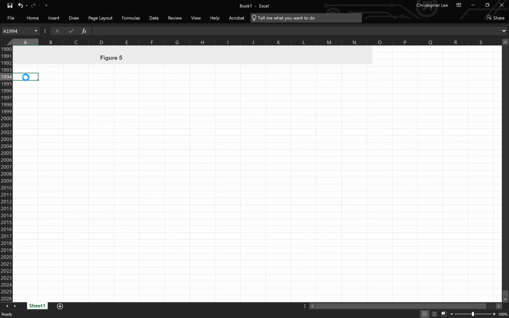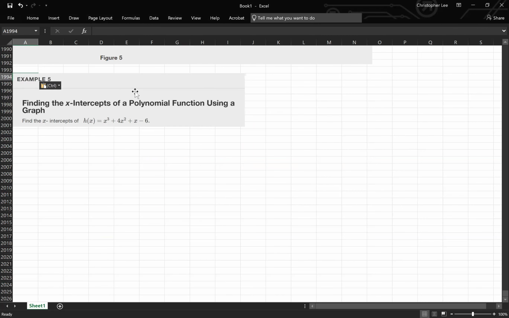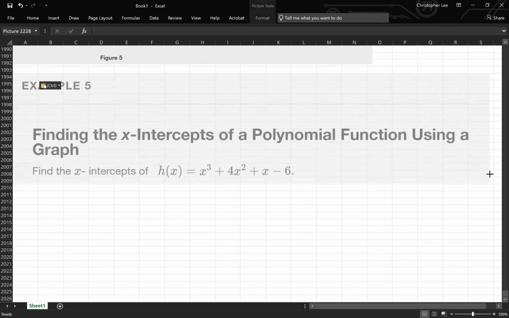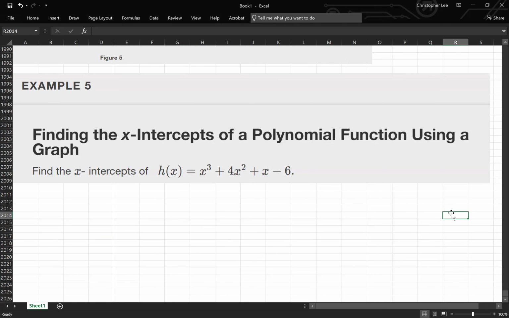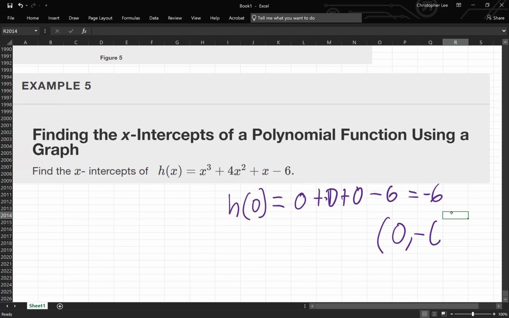This is an example more so for the future, but I'm going to share it with you guys. So this is the same kind of problem, right? I want the x-intercepts and I want the y-intercept, right? We could tell what the y-intercept is. This is not too bad, right? So h of 0 is just what? 0 plus 0 plus 0 minus 6, right? So this equals -6. So my point is 0, -6. Perfect, right? That's the y-intercept.